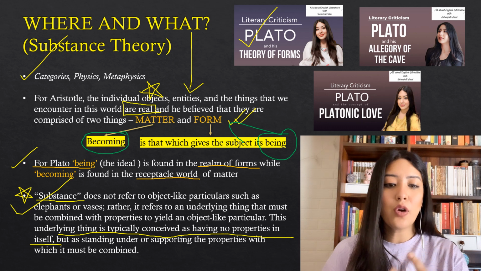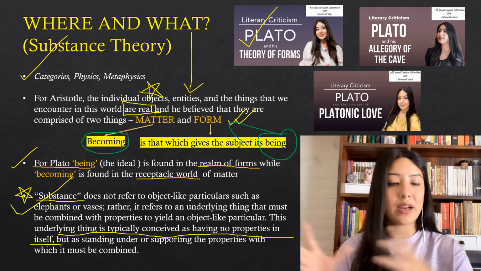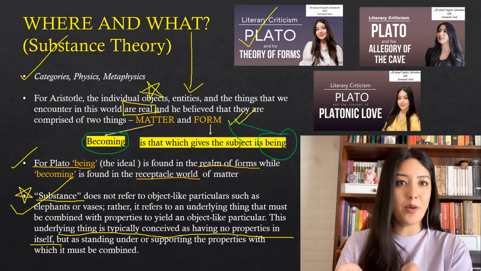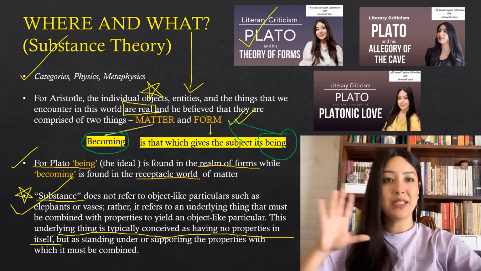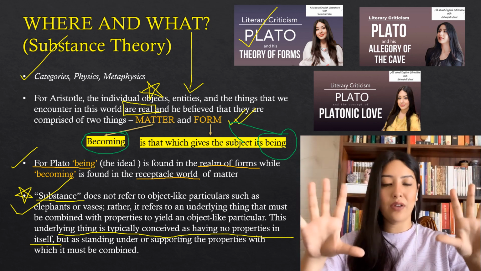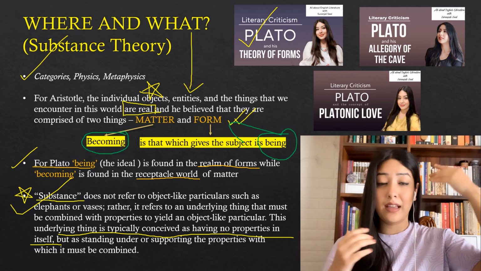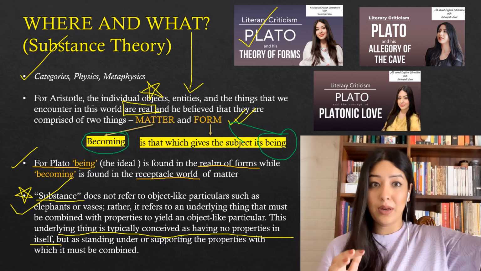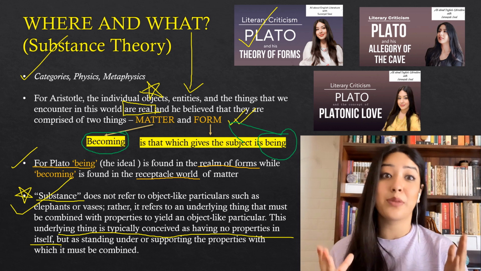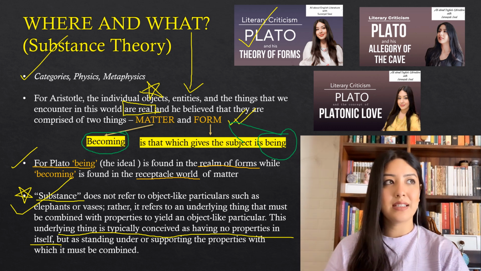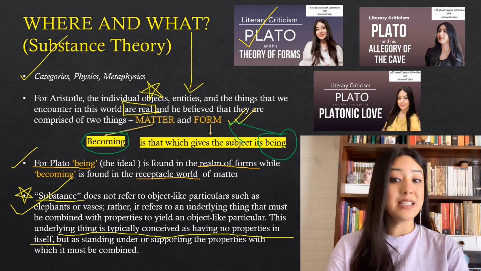So it stands under or supports the properties with which it must be combined. A substance, the underlying thing, does not exist on its own. It has to be combined with different properties to make it what it is. Therefore, according to the theory of forms, the ideal world exists elsewhere, and whatever we see around us is the material world. According to Plato, whatever we see around us is an imitation. But for Aristotle, the forms and matter exist together, and whatever we see around us is real. Matter is the element of becoming, and form is that which gives anything its being, what it is. So I hope this is clear now. We're going to move on further.